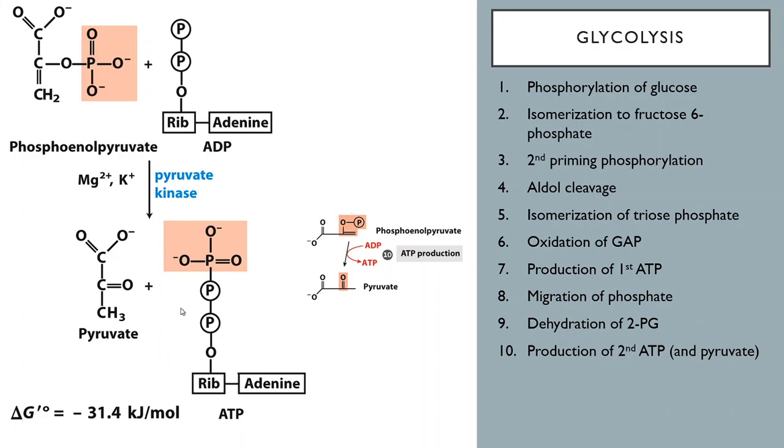So now we have another molecule of ATP, and that is then able to be used by other processes, and then a molecule of pyruvate, which we'll talk about more later. It'll go on into other reactions.